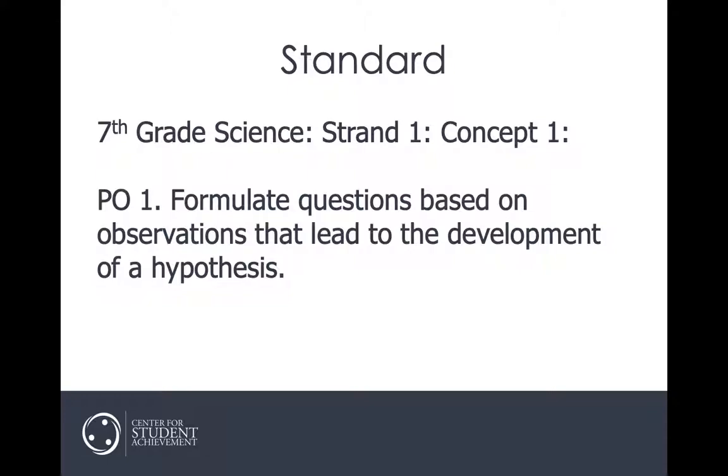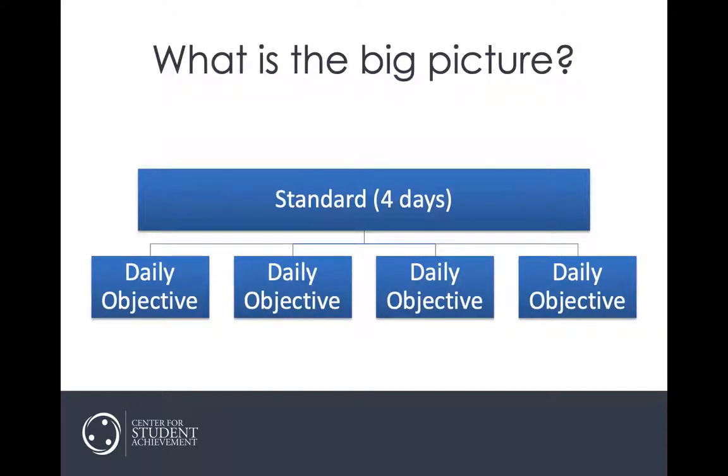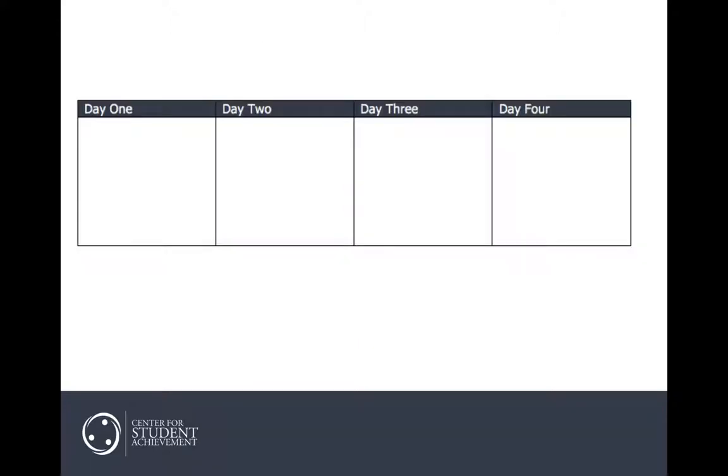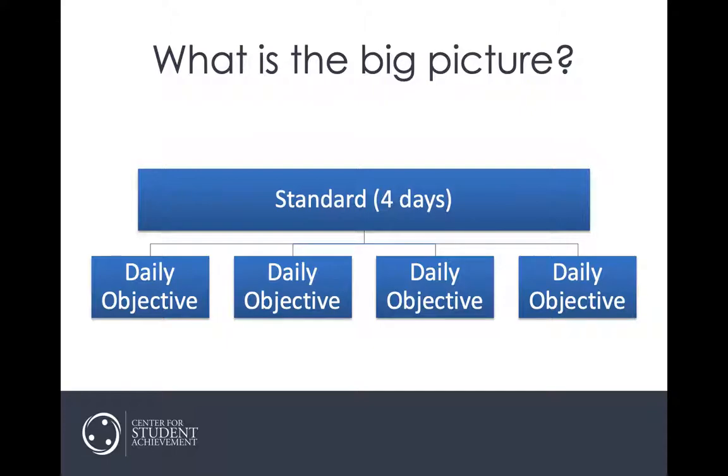The seventh grade science standard is: formulate questions based on observations that lead to the development of a hypothesis. On my pacing guide, it said I had 4 days to teach this standard. So remember, I have the standard, and then I know I need 4 different daily objectives, and 4 different daily assessments, right? I would assess this one, this one, this one, this one.